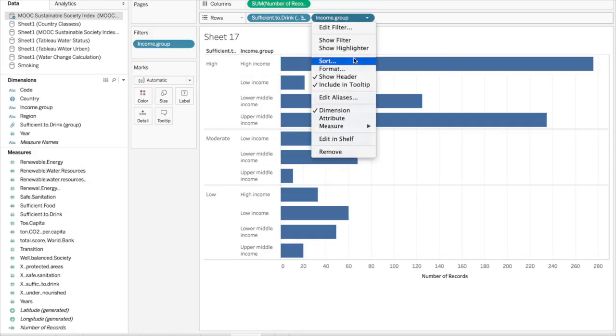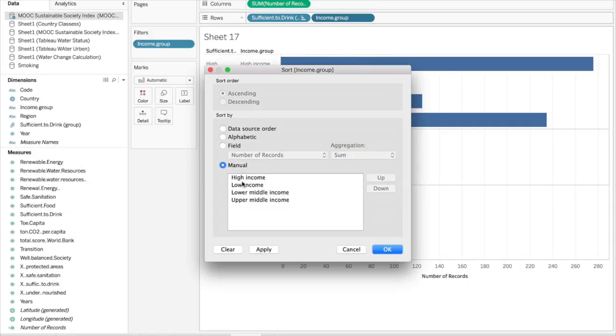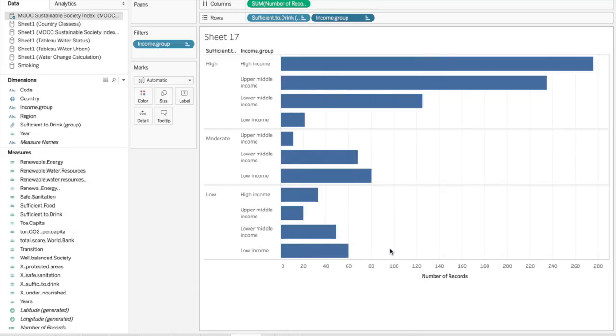Now we'd also like to sort our income groups. And again, for quickness, we'll do it manually. So we want low income on the bottom, lower middle. Okay, so now we're looking at a bar chart of the number of records. So this is the number of countries for each year that have a high proportion of people in the country having access to water and are high income, high water, upper middle income, high water, lower middle income, high water, low income. So this is a nice quick way to visualize two non-numeric variables.